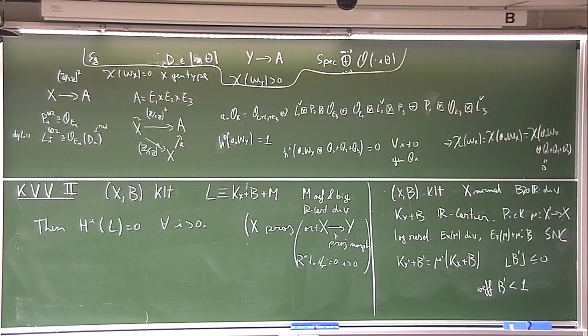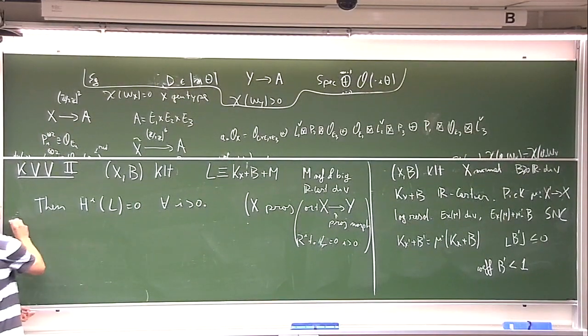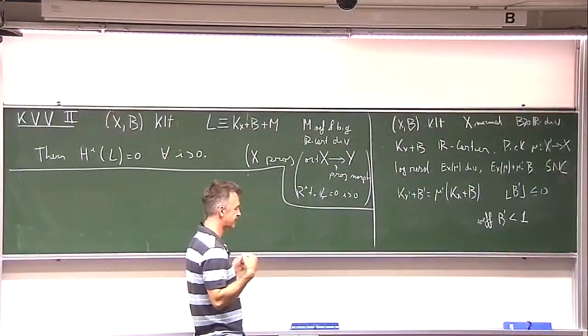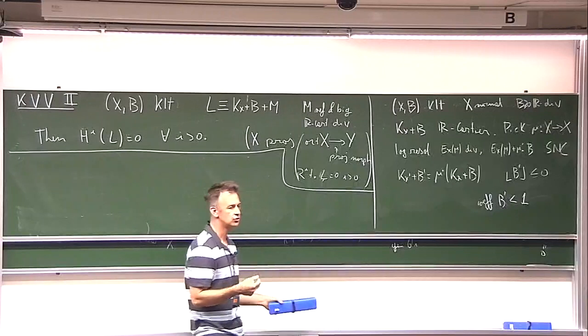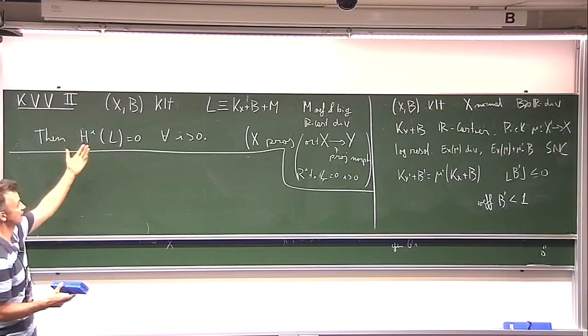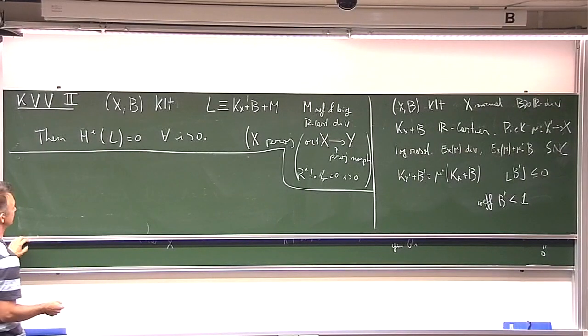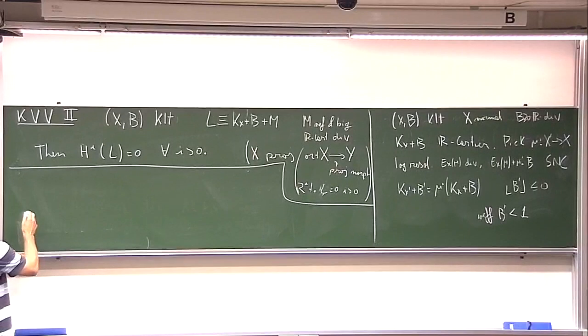OK, so you'd think that this is it, but actually there's two more statements I want to make. The next generalization I want to discuss is what you do if the pair is not Kawamata log terminal. Well, you can pretty much do the same thing, but you don't get vanishing on the nose. You need to make some adjustment due to the fact that the pair is not Kawamata log terminal. You need to take the multiplier ideal sheaf into consideration. So let's write that down.